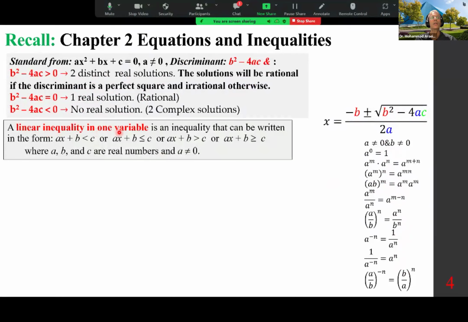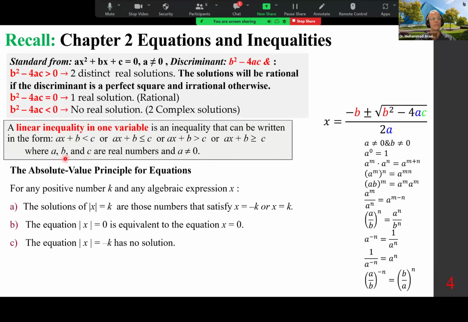A linear inequality in one variable is an inequality that can be written in the form of ax plus b less than c, or less than or equal to c, or larger than c, or larger than or equal to c. Needless to say, a, b, and c are just some real numbers, and a can't be 0.